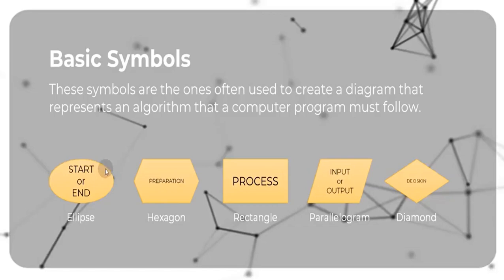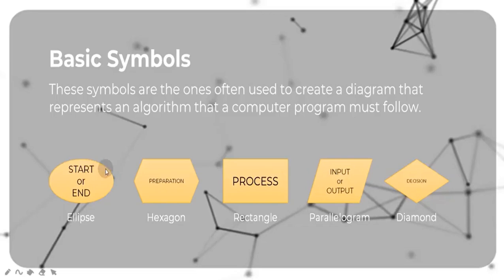Here are the basic symbols. First, we have the ellipse. It represents the start or end. Make sure you indicate whether it is start or end. Then we have the hexagon symbol. It is used for preparation. Usually we put here the variable declaration, the initialization.